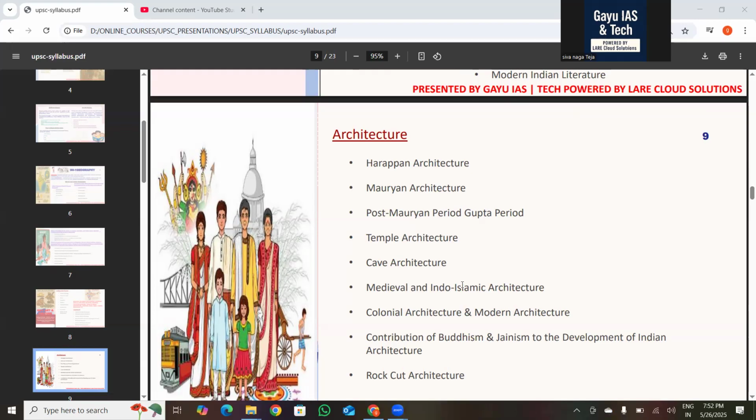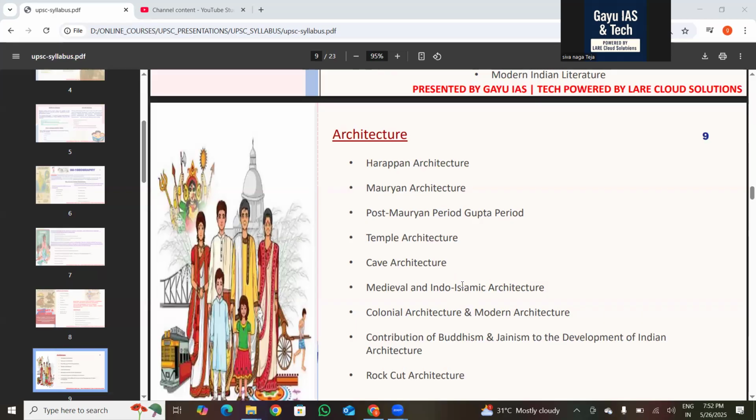After studying this, we'll go through saints pen stories. Saints pen stories refers to the transition period from ancient to medieval, when the Bhakti and Sufi movements developed. That is when people were lost.